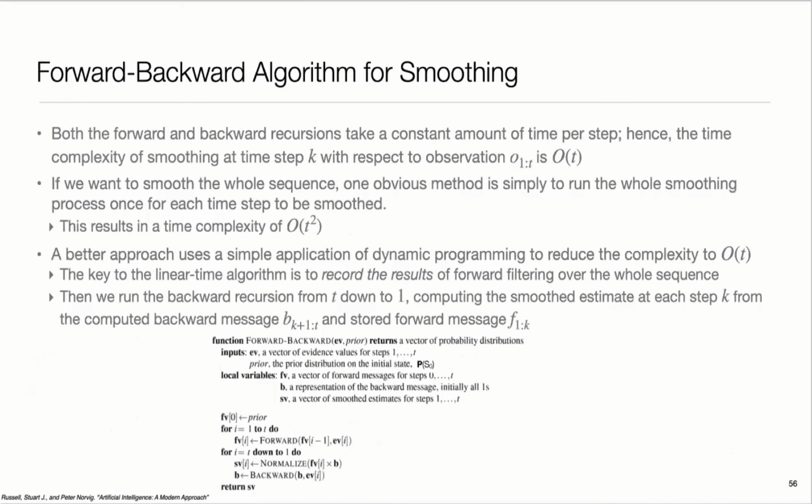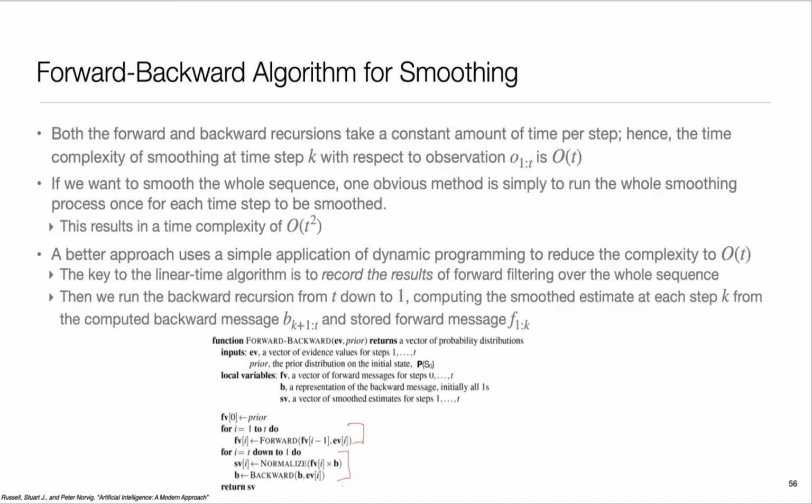And algorithmically, it basically looks like two loops. One where you do a forward path and another where you do the backward path. Okay, it's basically the algorithm that I mentioned before.